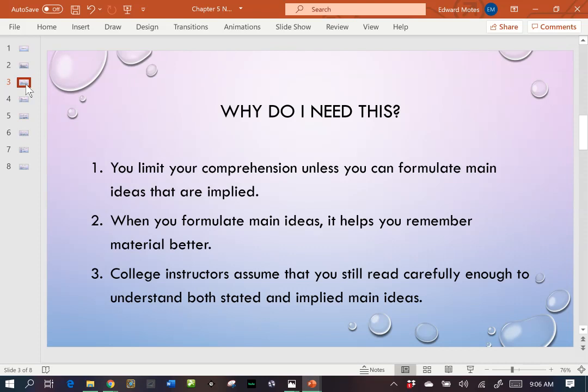Number 2, when you formulate main ideas, it helps you remember material better. This way, as you're annotating and taking notes, you can create that sentence and write it in the margins. And then finally, number 3, college instructors assume that you read carefully enough to understand both stated and implied main ideas. So they're going to give you material that might not always have the stated main idea, and it might have an implied main idea. And so your instructors are definitely going to want you to know how to find both.